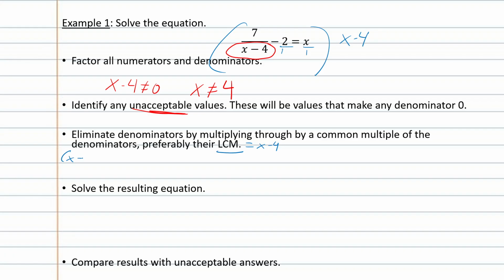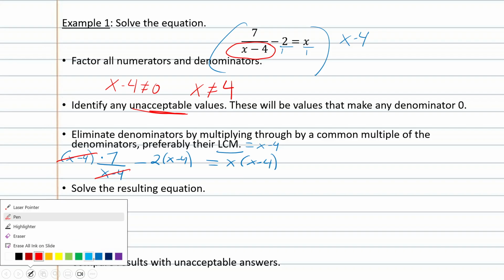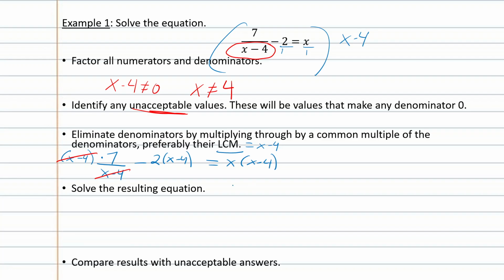This will be x minus 4 times 7 over x minus 4 minus 2 times x minus 4 equals x times x minus 4. So I've multiplied everything by x minus 4. What that does, if you see that first piece, is allow the x minus 4 to cancel out in the first piece. Now we don't have any denominators to worry about. Now we can solve this resulting equation and simplify.